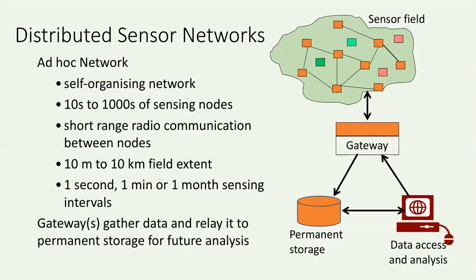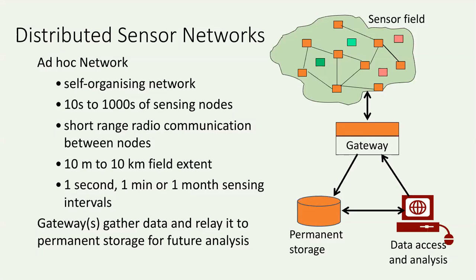So my field is distributed sensor networks, and these are ad hoc self-organizing networks. They comprise tens to potentially thousands of sensing nodes. The nodes have often got short-range communication between them, so they need to cooperate to achieve anything. And the extent of these systems can be from a few meters to a few kilometers. And the temporal resolution can range from milliseconds, so partial seconds, to minutes or months in different ways. And these systems tend to be sitting in the field as a distributed network, and then gateways gather the data and relay it to permanent storage and to the internet.